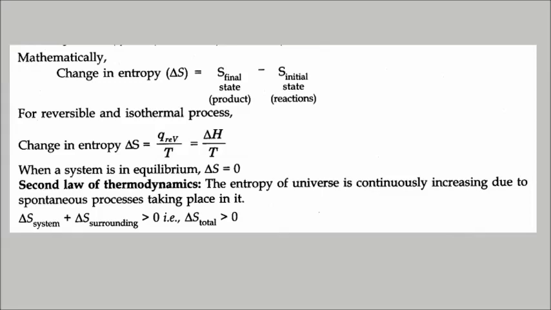And for a reversible and isothermal process, the change in entropy is given as delta S is equal to Q by T, where Q is the heat change. So heat energy Q by T can also be written as delta H by T. And when the system is in equilibrium, we can write delta S is equal to 0.